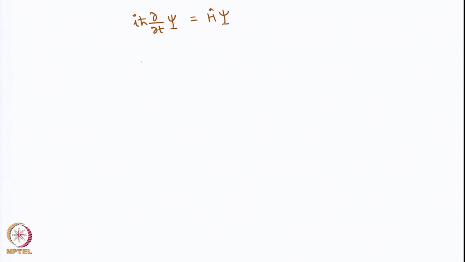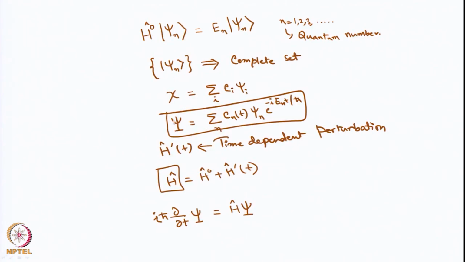Now what is psi? This is nothing but i h bar d by dt of my psi, which is sigma over n of a_n(t) e to the power of minus i E_n t by h bar psi_n. Okay, that is the wave function psi. You can go and look it back. So my psi_n is this, psi is this.